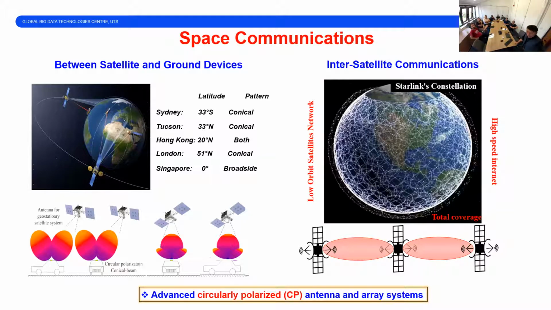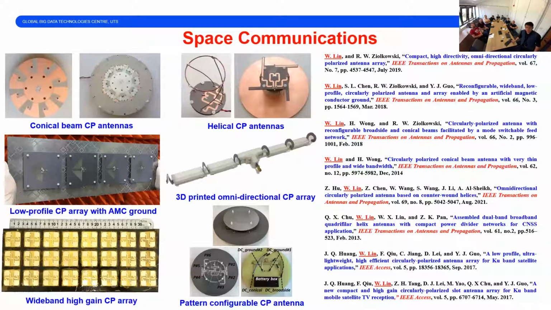And in some other scenarios, the satellite may be on top of us. For example, if we are in Singapore on the equator, the satellite may be just on top of us. So we need a broadside pattern like that. And so we developed a series of conical or broadside CP antennas, also omnidirectional antennas.